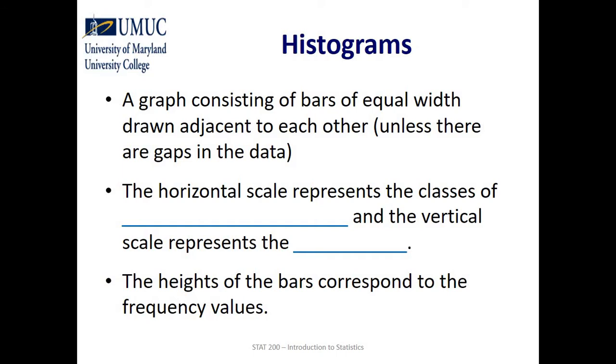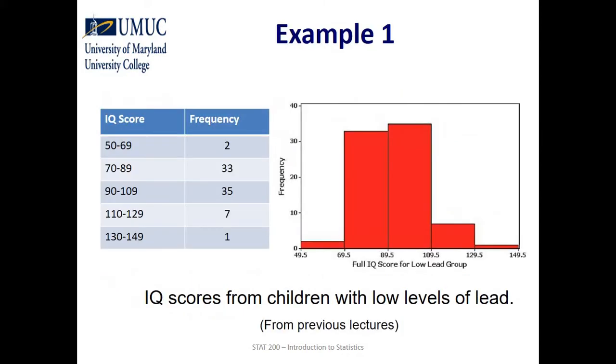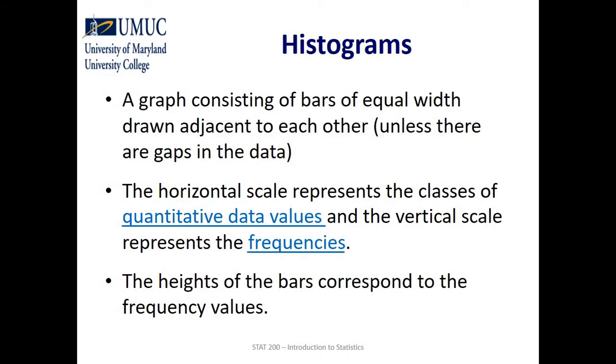So, pardon me, there will be a spot for a class that could just have 0 items in it. Okay, that's where the gaps of the data would come from. The horizontal scale represents the classes of quantitative data values, and the vertical scale represents the frequencies or the count of those data values. The heights of the bars correspond to the frequency values. Okay, that's the vertical scale.